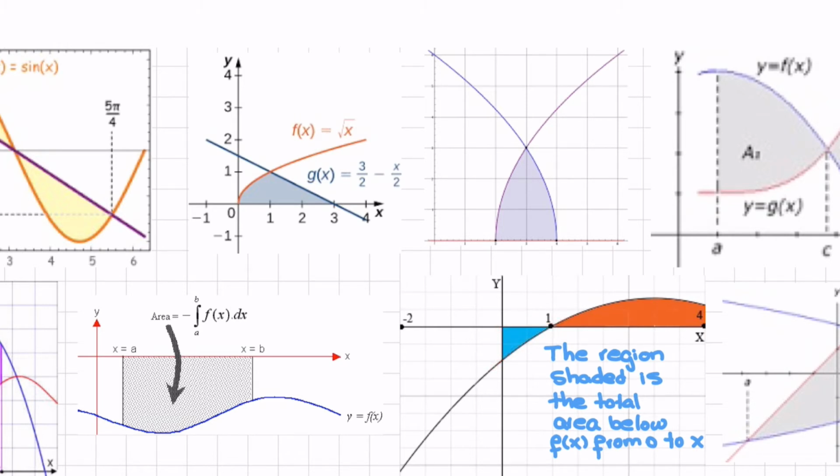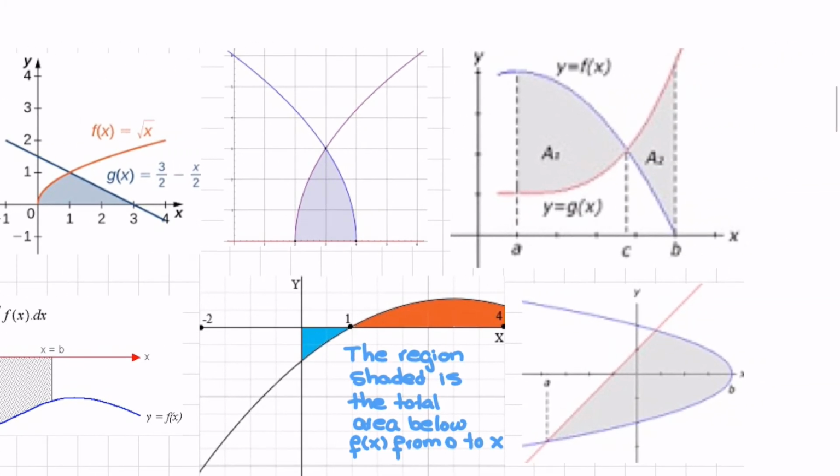It doesn't matter if the function is above or below the x-axis, because the top function here is 0, and that would be 0 minus that function. You see? Because you're doing the negative of this function, the area is coming out negative times that negative, it's going to be positive. So that's why it's always the top minus the bottom. It doesn't matter where they are.